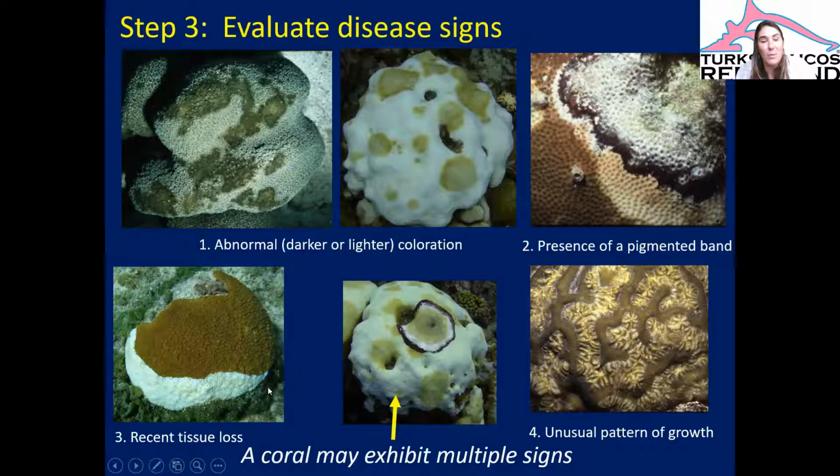We have recent tissue loss. That's the kind of thing we would see with the disease we are currently discussing. We have unusual patterns of growth, anomalies, that show you there is something genetically happening in there. And then some corals will actually show many different symptoms, multiple signs. They could have discoloration as well as a thick band, again because the discoloration often happens as a stress response when the coral is unwell.